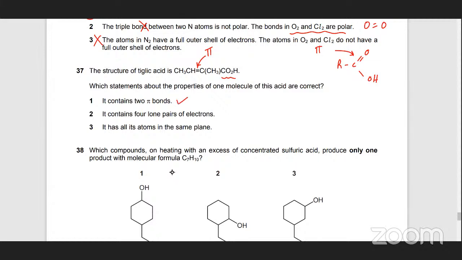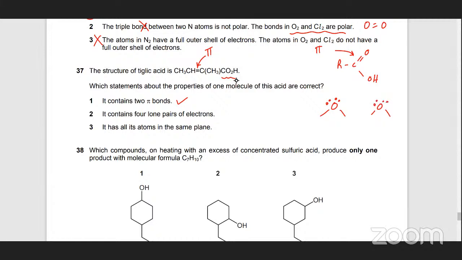That is true. It contains four lone pairs of electrons. So does it have four lone pairs of electrons? Carbon doesn't have lone pairs. Carbon has four electrons, and all of them are getting used up. So there are no lone pairs. Same with H. You've got two oxygens. Now each oxygen, whenever it bonds, it has two lone pairs, and there are two of them.